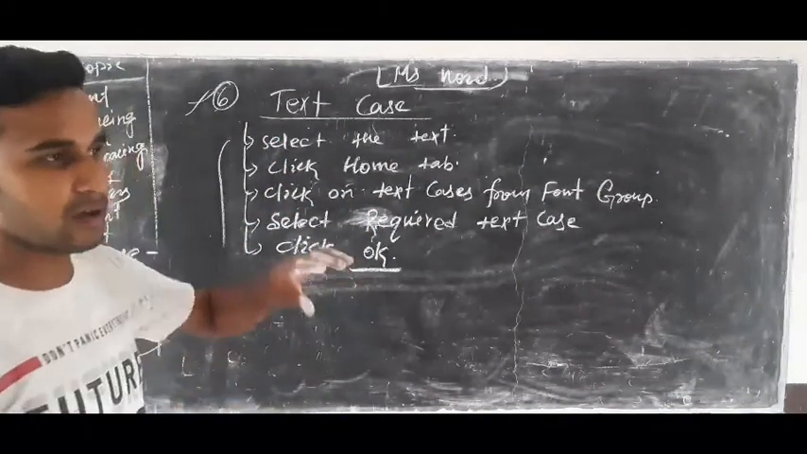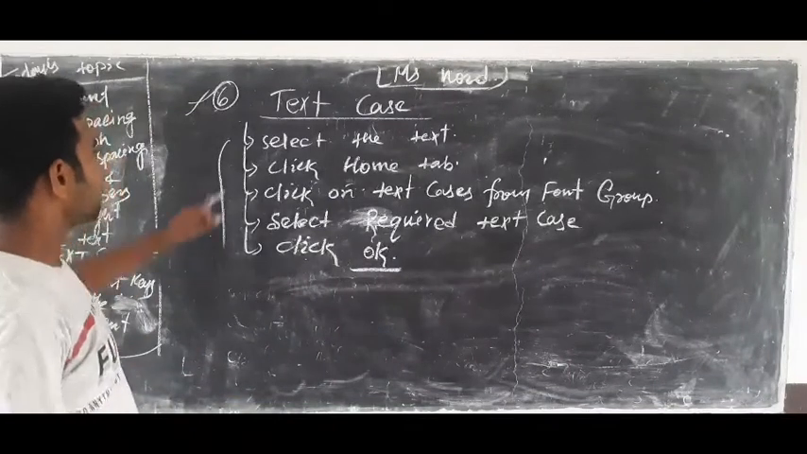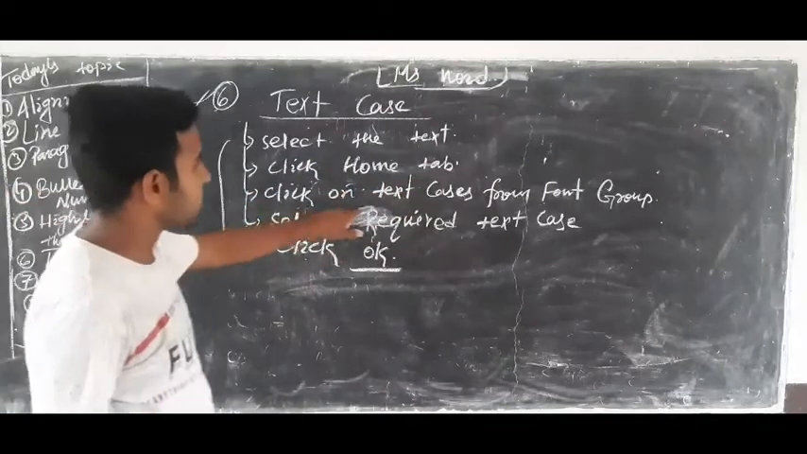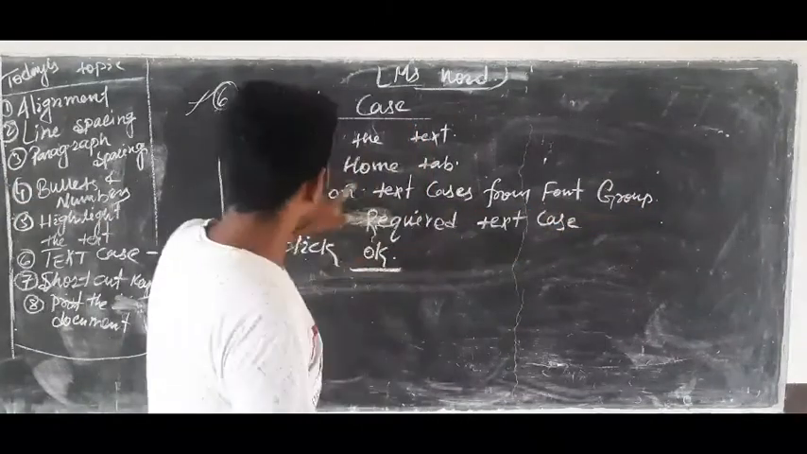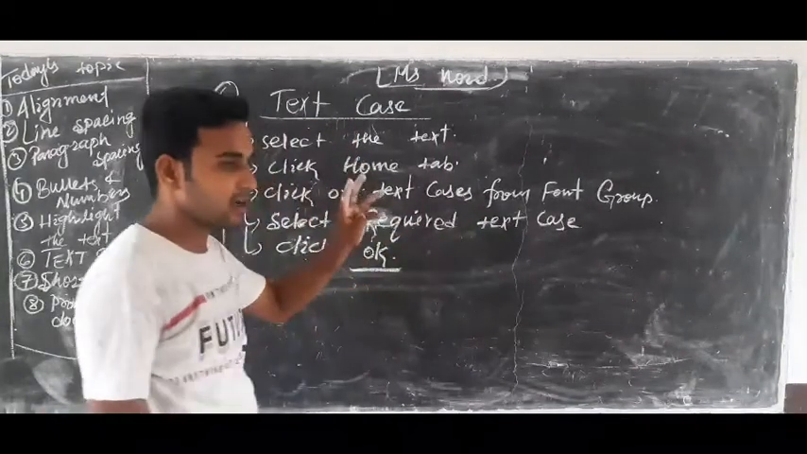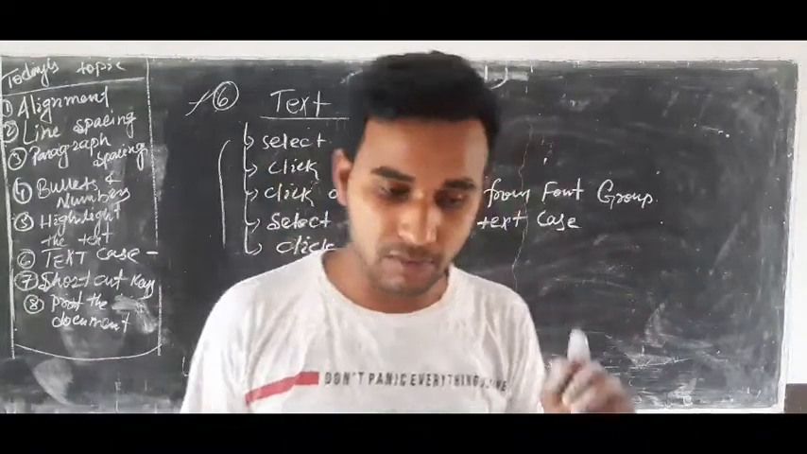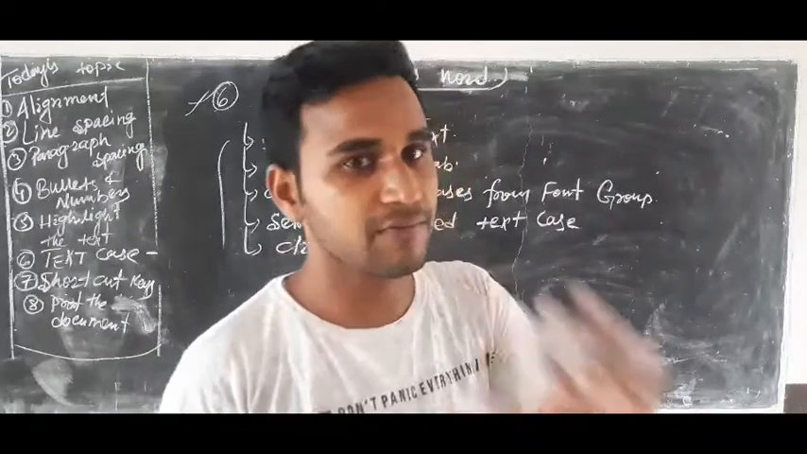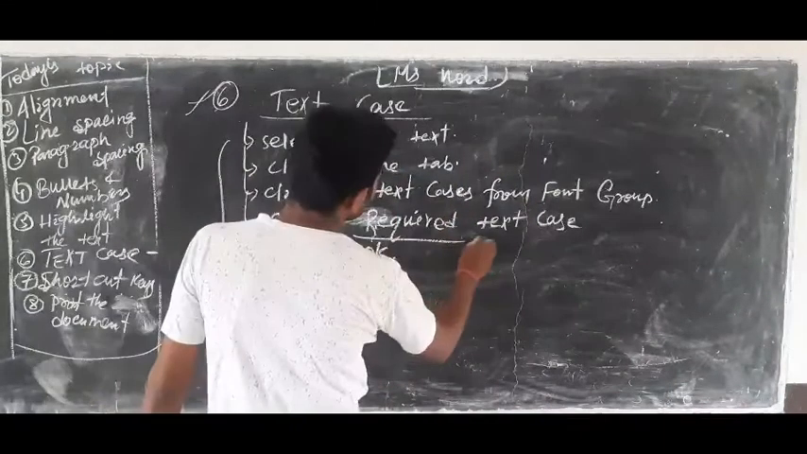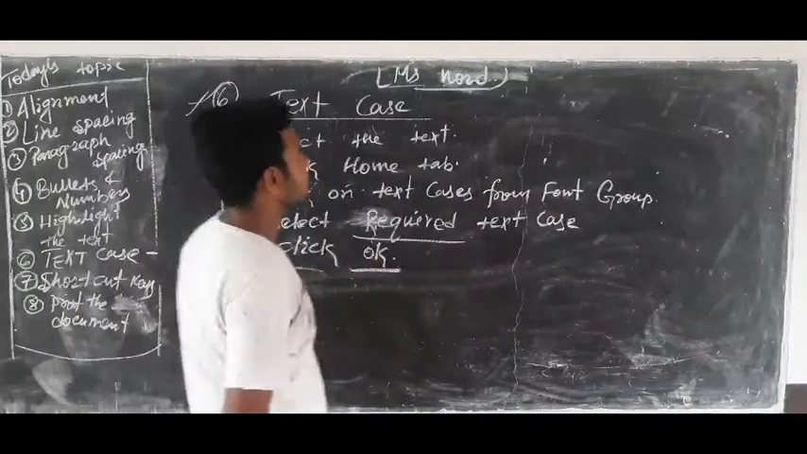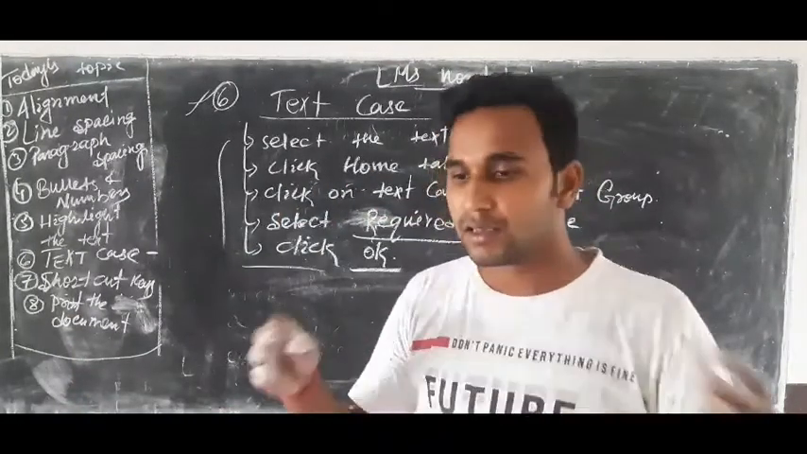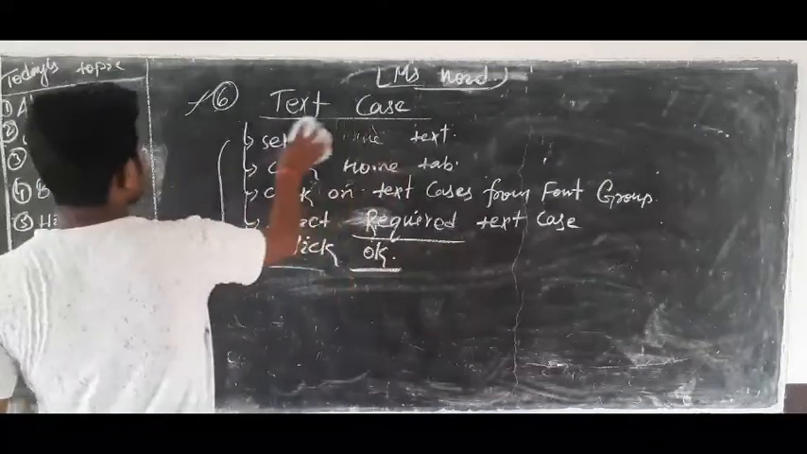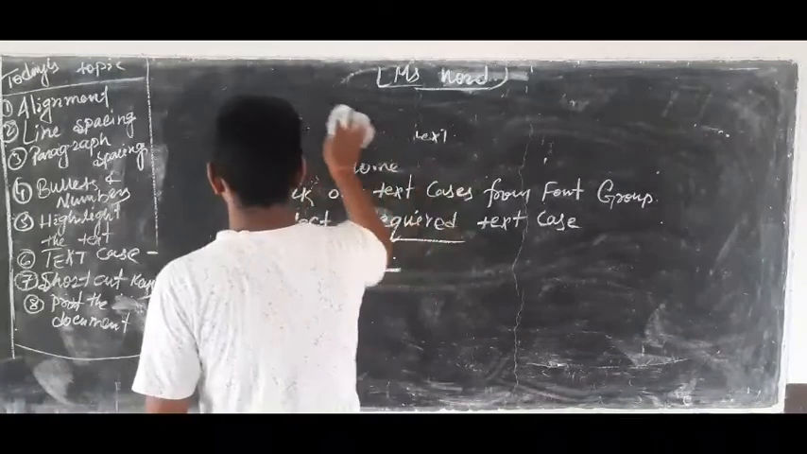I hope you are understanding this very easily. Select the text, first step. Second, click the Home tab. Third, click on text cases from the Font group. And next, select the required text case: lowercase, uppercase, sentence case, toggle case, and title case. These are all five cases. So we can select the required text case and click OK, and our text will be changed in our document. So this one is completed. This is the text cases.